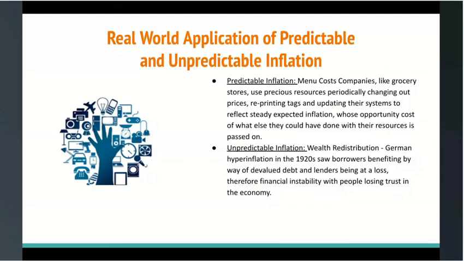And for unpredictable inflation, wealth redistribution: German hyperinflation in the 1920s saw borrowers benefiting by way of devalued debt and lenders at a loss. Therefore, financial instability, with people losing trust in the economy, and that is an example of unpredictable inflation in the real world.